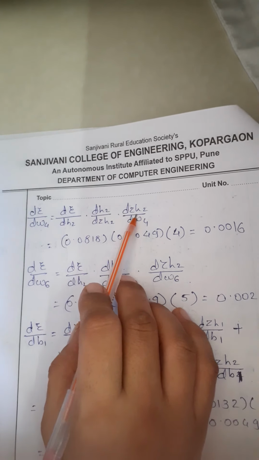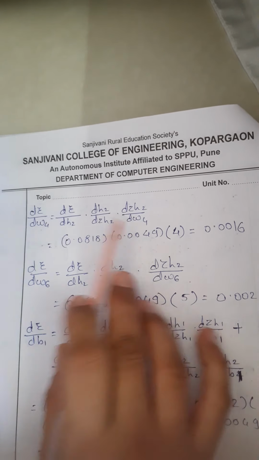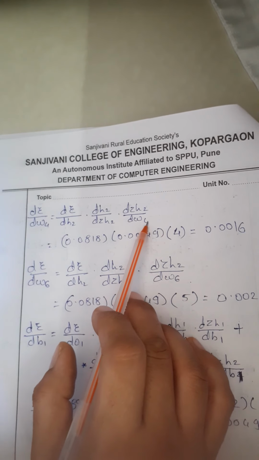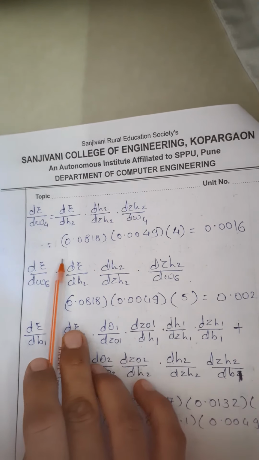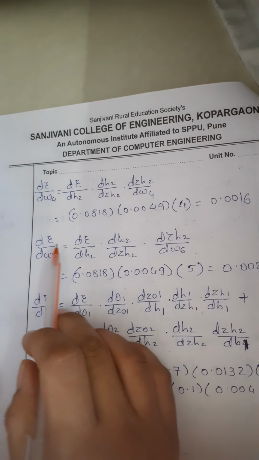Again I have split it. H2 is affecting this, so we have taken H2. These discussions were already done previously. So dE/dH2, dH2/dZH2 and dZH2/dW4. I'm using the chain rule over here, putting in all the values and multiplying them. I got this as my answer.